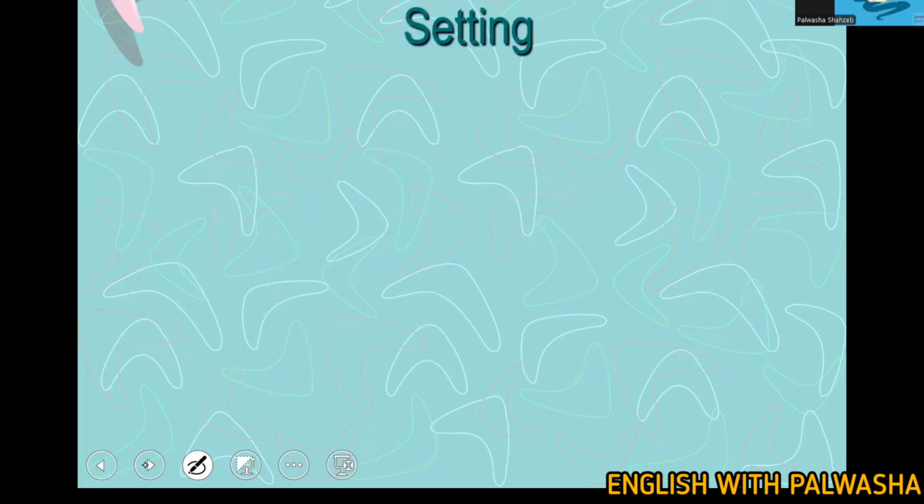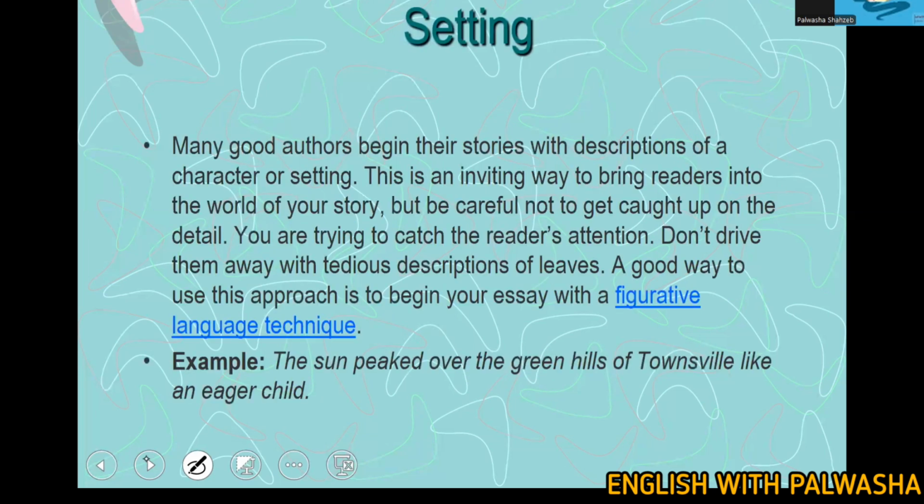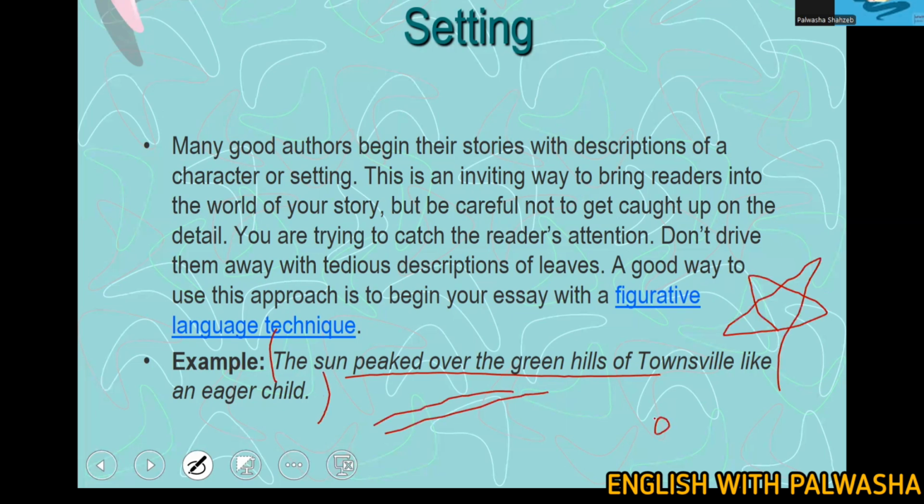उसके बाद आ जाती है हमारी story की setting, which is also very very important. और setting को अगर हम लोग कुछ इस type के sentences use करेंगे कि the sun peeked over the green hills of Townsville like an eager child, rather than saying that the sun rises in the morning and I felt very fresh. That's quite basic. If you are reaching towards grade 8, 9, 10, year 11, so you need to create this kind of effect in your story. This is an upgraded effect where your examiner is going to say wow to you, just a spur of the moment.